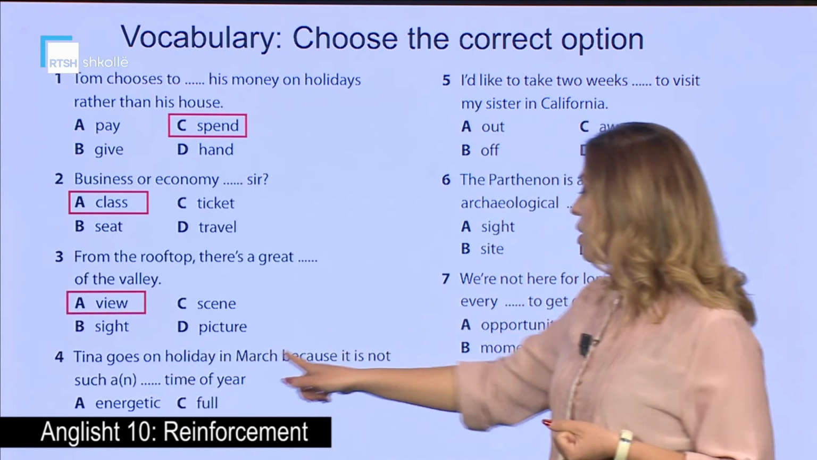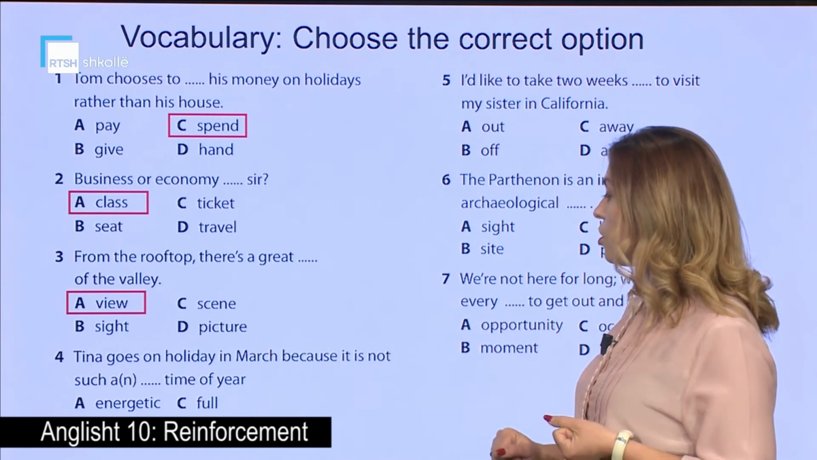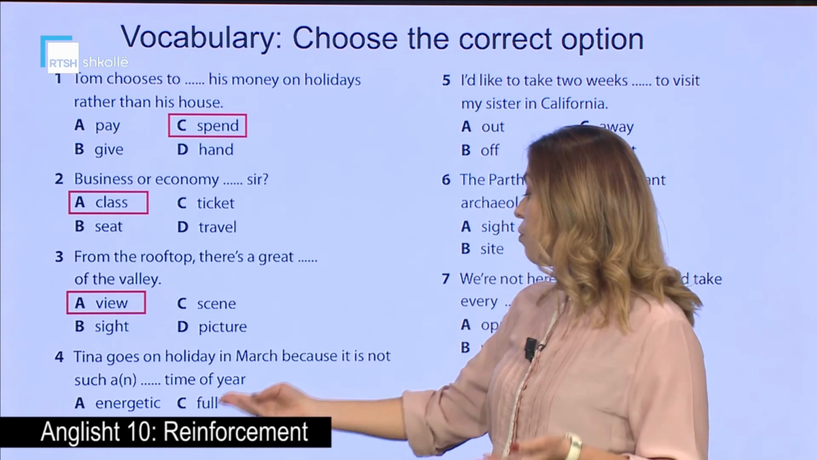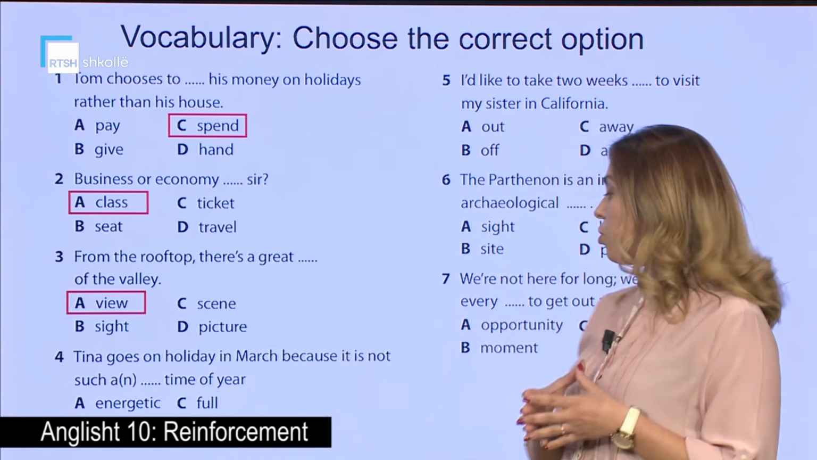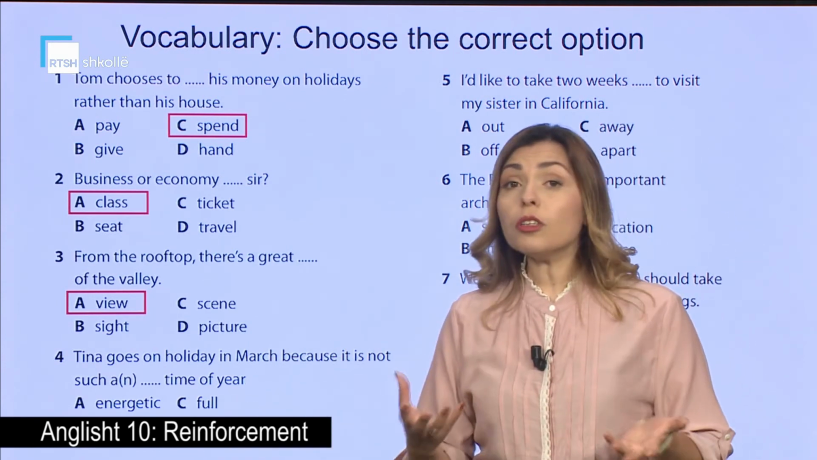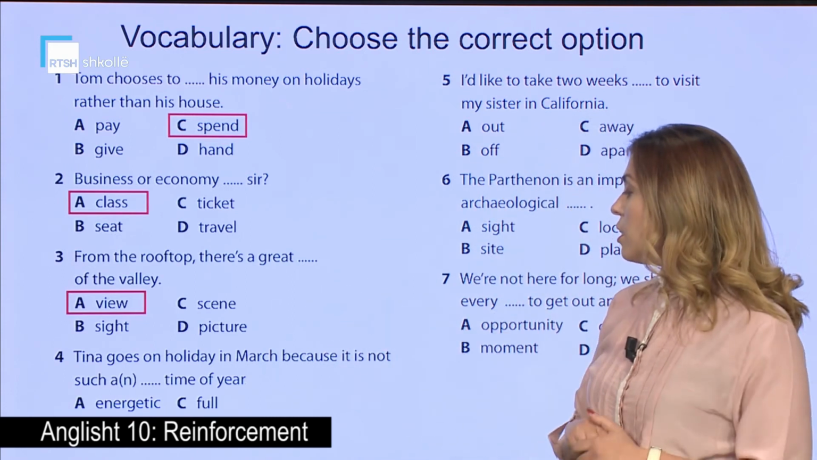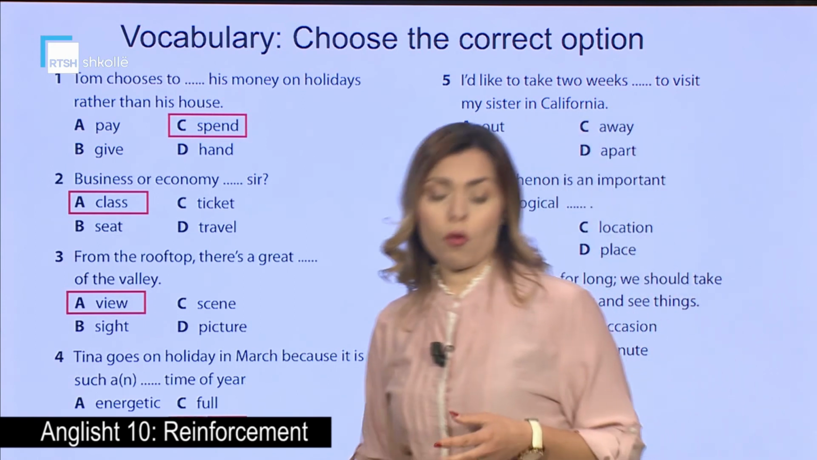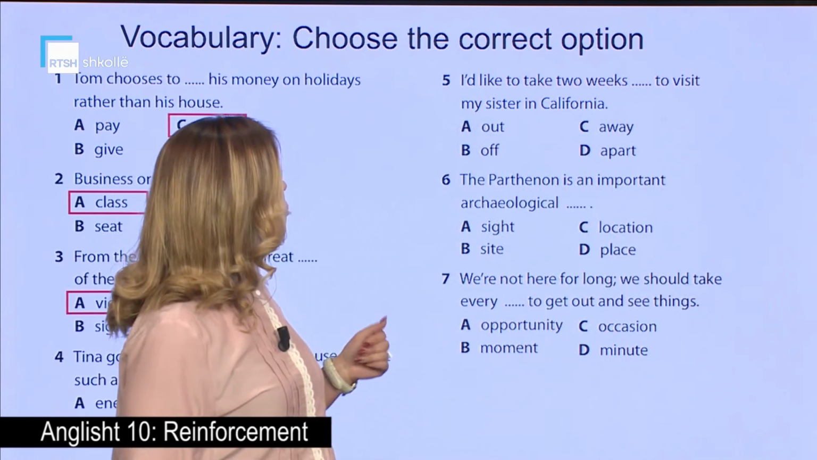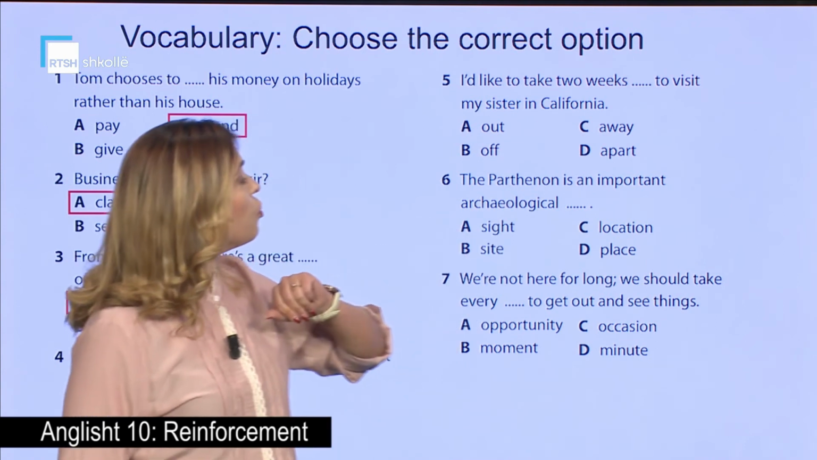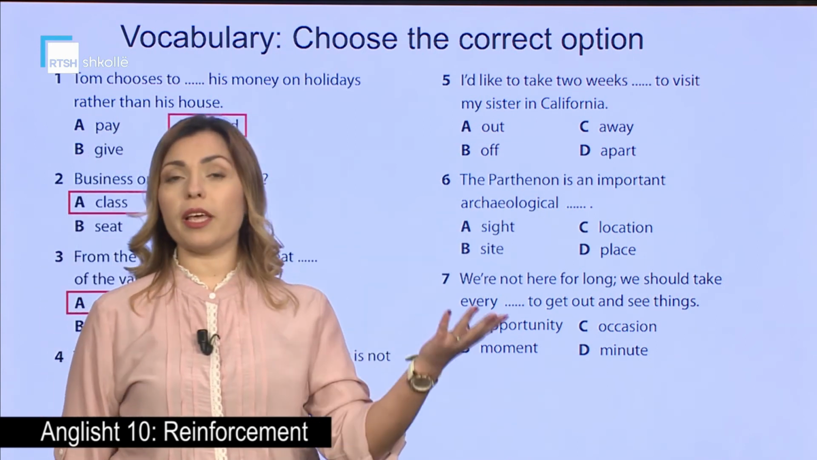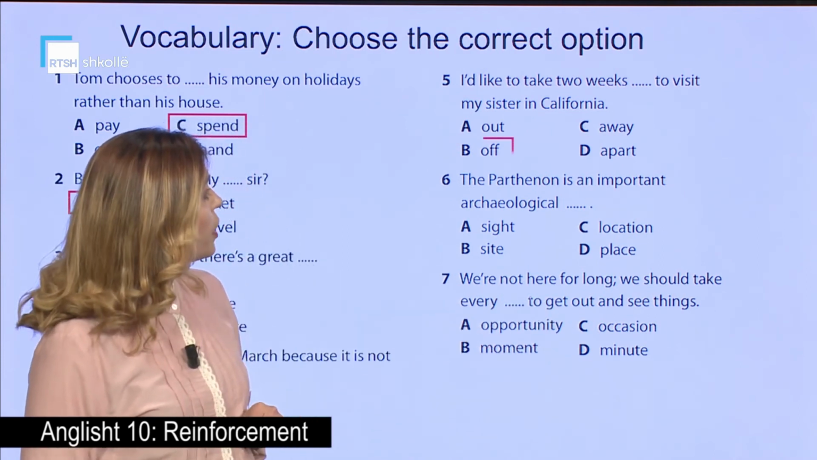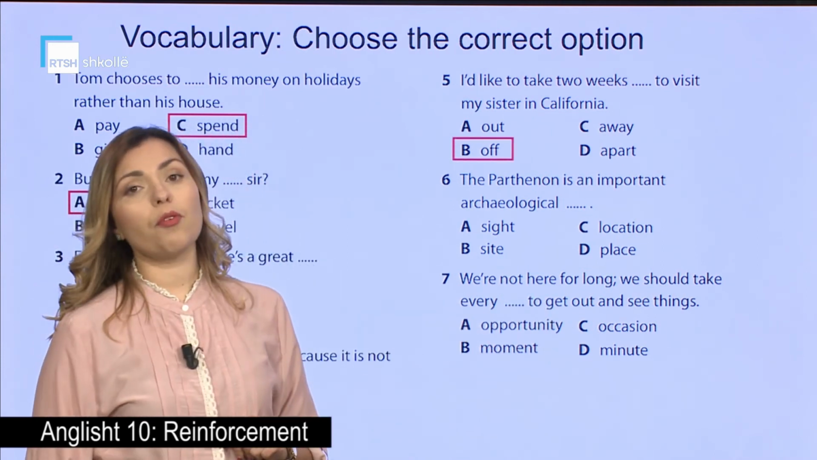Tina goes on holiday in March because it is not such an energetic time of the year, such an active, full, or busy. She wants to go in March because there are not many people, so it isn't such a busy time of the year. Number 5. I'd like to take 2 weeks. What do we say when we want to take some time off? We say we want to take 2 weeks off to visit my sister in California.